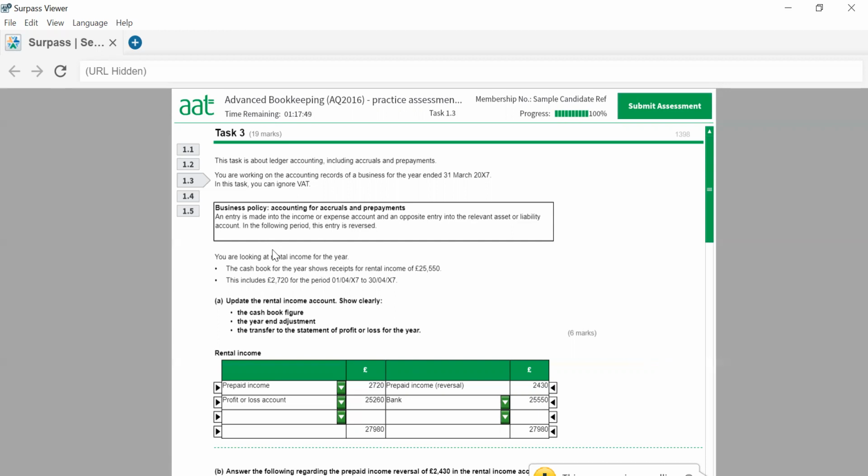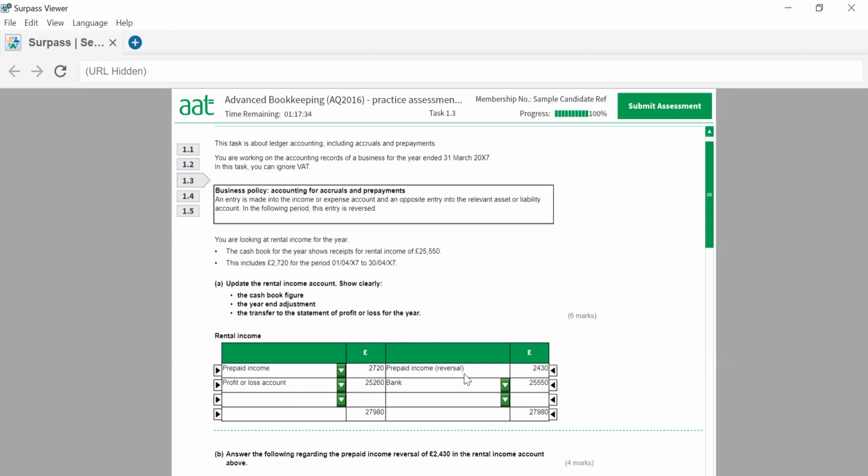So this one says, okay, so you're looking at the rental income account. Okay, so this is rental income. So credit, click, credit liabilities, income and capital. So let's have a look. So first thing we're given is this prepaid income reversal.